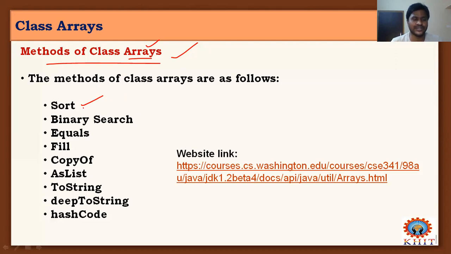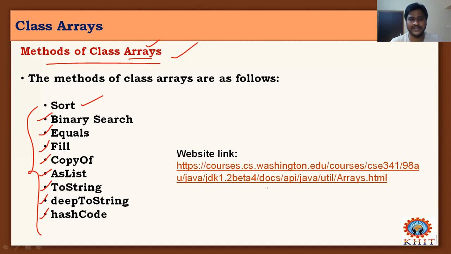And we told you about the quicksort algorithm. And you can apply binary search. You can check whether both arrays are equal or not. You can fill, you can copy, you can represent an array as a list, convert to string, do deepToString, and hashCode. All these methods are already available in this class Arrays, and we make use of them in our programs by invoking them.